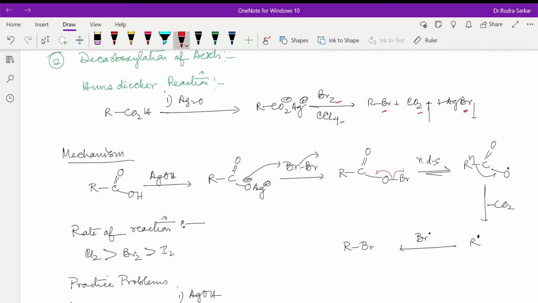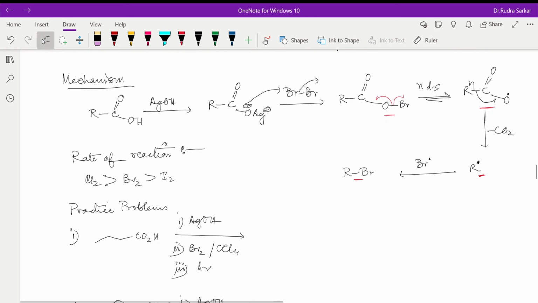Now this particular compound will undergo a homolytic cleavage under the influence of light, and a radical species, something like this, will be formed, from which CO2 will be liberated, leading to the formation of an R dot. And here Br dot and R dot will be combining, leading to the formation of RBr.